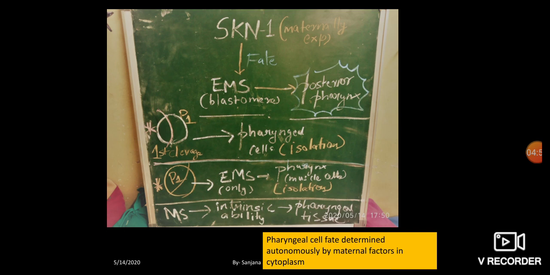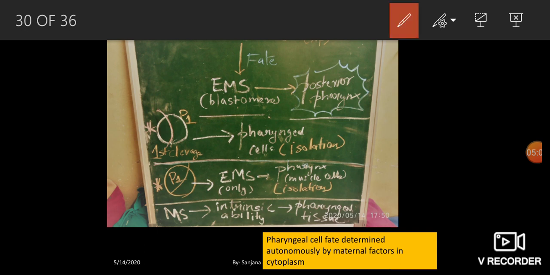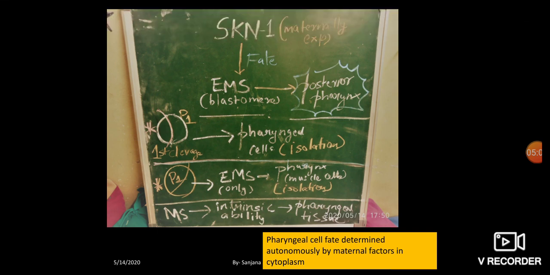And now, just to make it easier, I've written it down. You have this SKN-1 gene. The SKN-1 gene is a maternally expressed transcription factor which controls the fate of the EMS blastomeres, and these EMS blastomeres will generate the posterior pharynx.